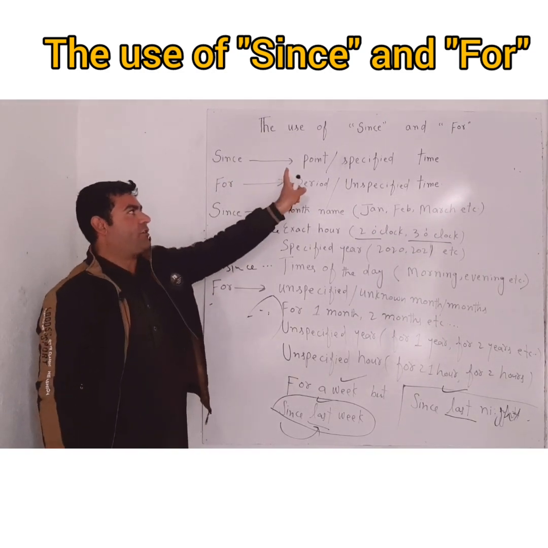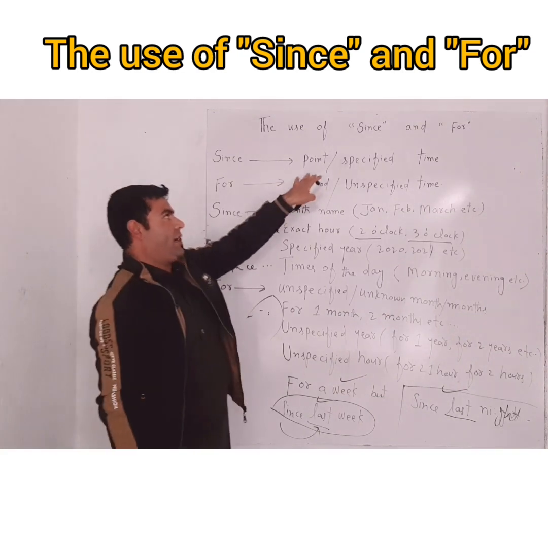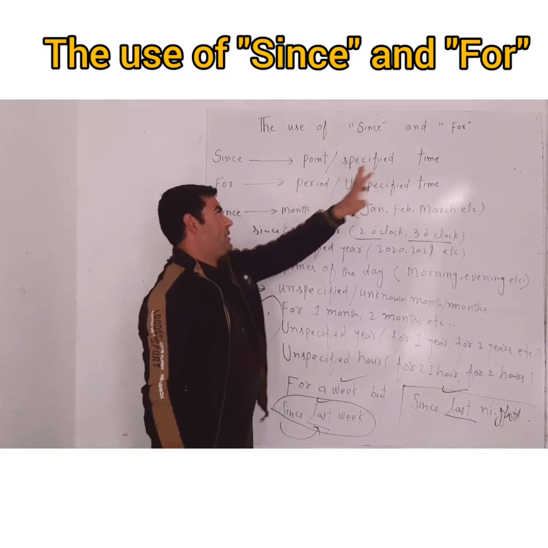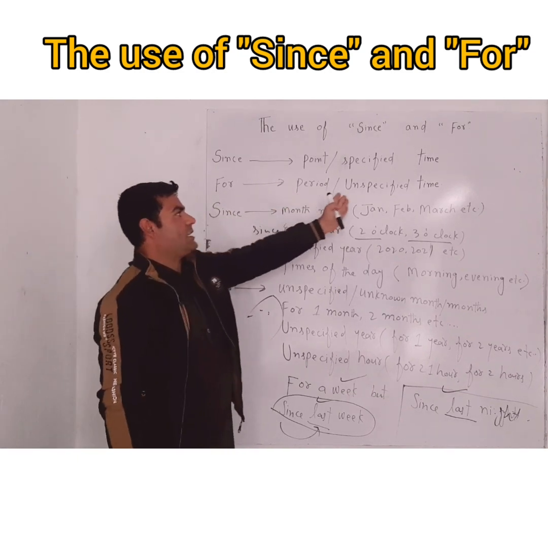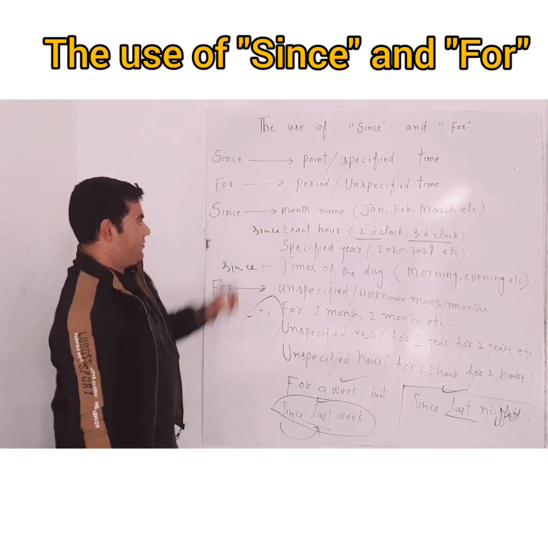Since is used for what is called a point of time. It is used for specified time. And for is used for unspecified time. It is called a period of time.